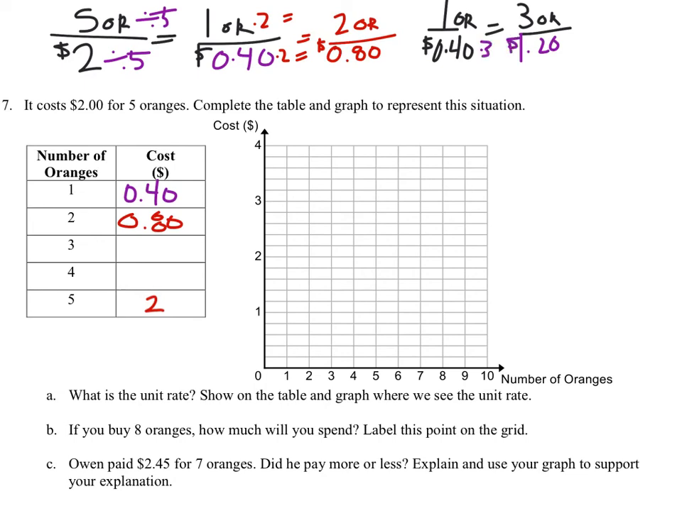Because we multiplied both these by 3, right? So we got $1.20. So let's just change this in. We'll go back, change this stuff. So what if we wanted 4 oranges? Well, then we'd multiply that by 4 and this by 4 as well. And it'd be $1.60.